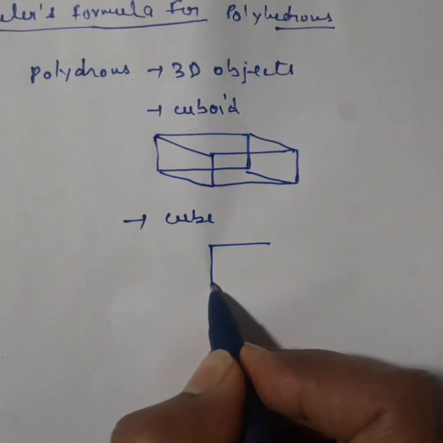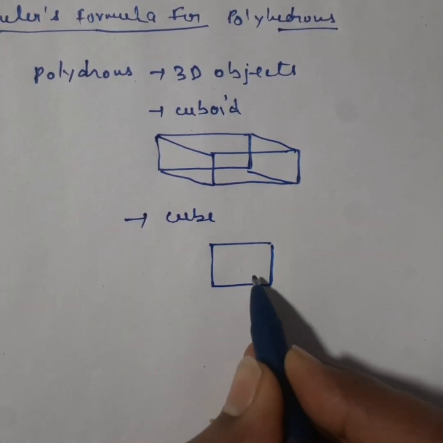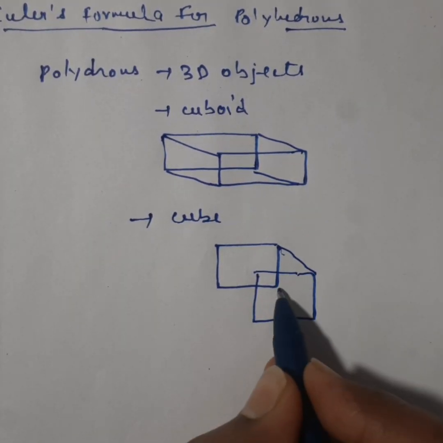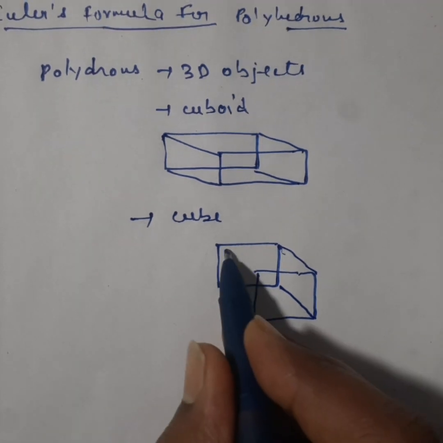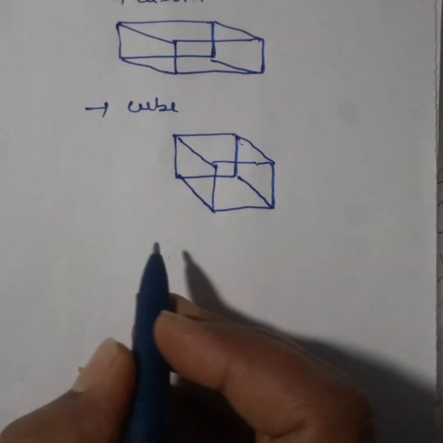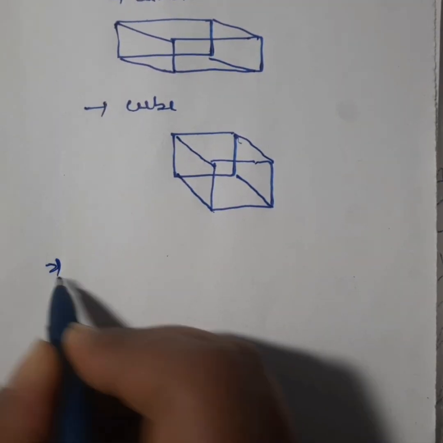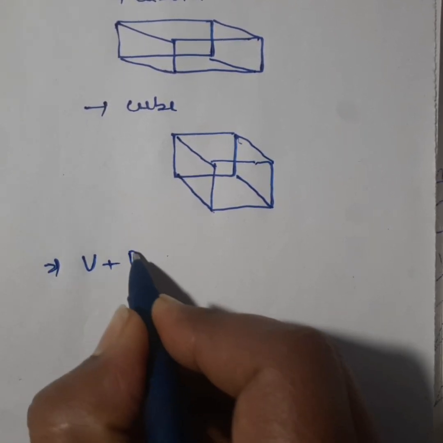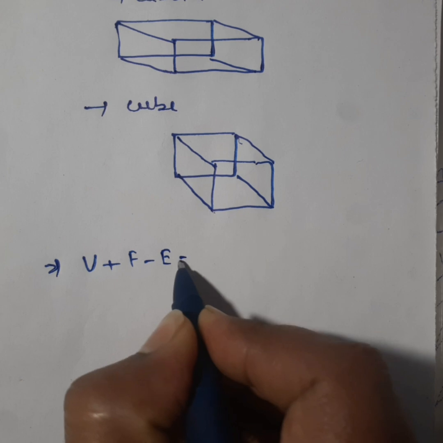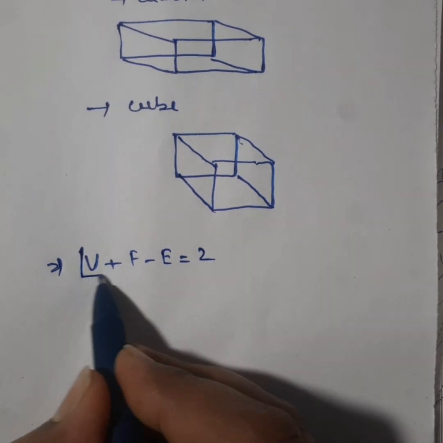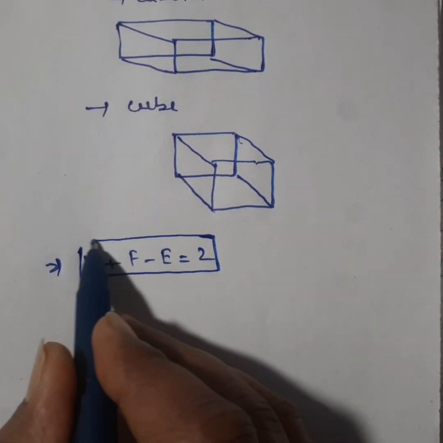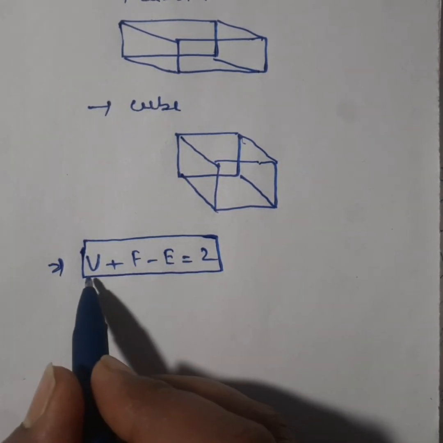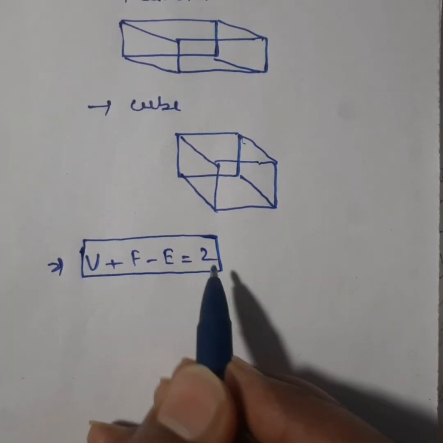A cube is nothing but a cuboid with all its faces similar to each other in dimensions, in length, breadth and height respectively. Right? So now, what is Euler's formula? Euler's formula says that if we take the vertices plus the faces minus the number of edges, we will get the value 2 for each and every 3D polyhedron. V + F - E = 2.